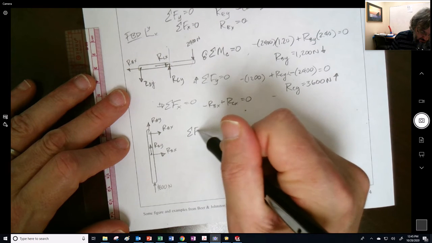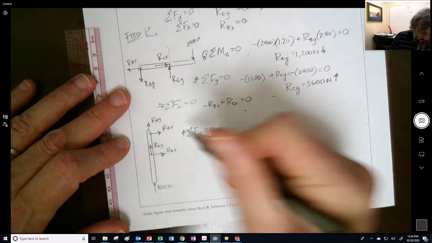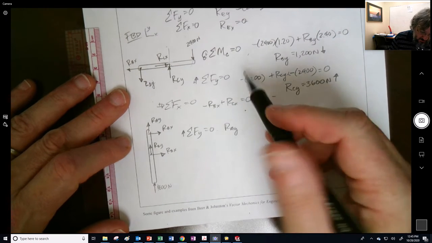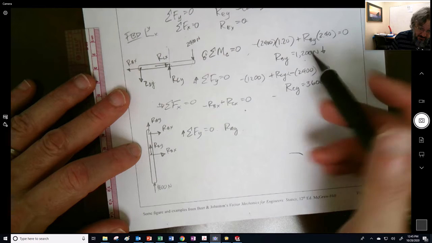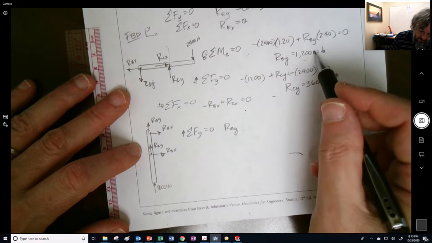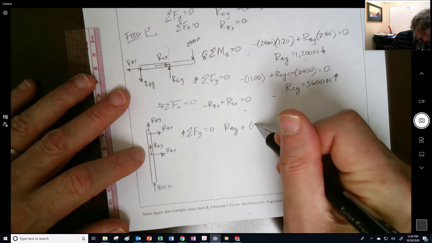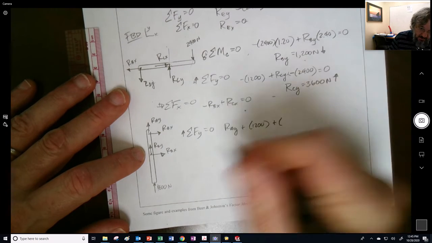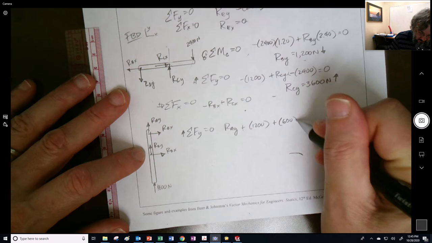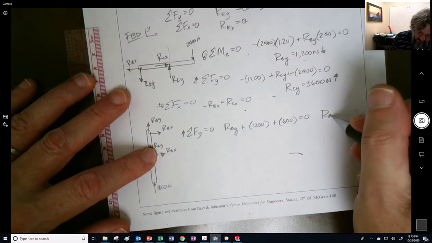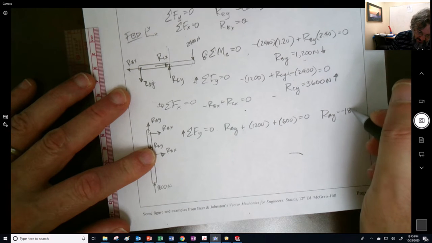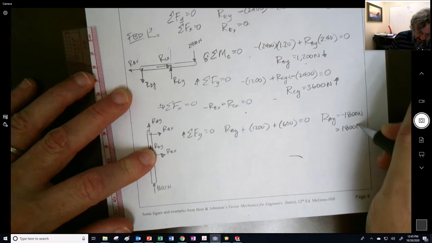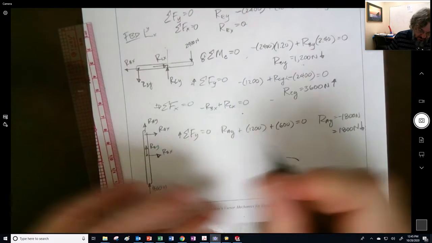Sum of the forces in the y direction. And we got RAY, it's unknown. RBY, we just figured that out up here, it's 1200. And that's going upwards as drawn here, 1200. And then plus 600. So we know that we got the wrong thing, right? So we got negative 1800 newtons. Therefore, it's 1800 newtons downwards is being placed on here.